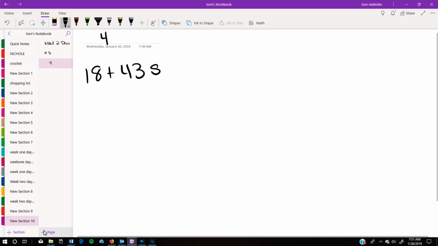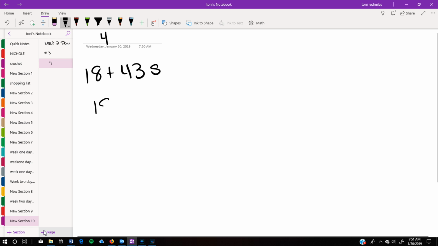Okay, and it says write this in a word phrase, okay? So I like to start with whichever one does not have a variable. Not technically wrong if you don't do that. That's just my way of doing it.